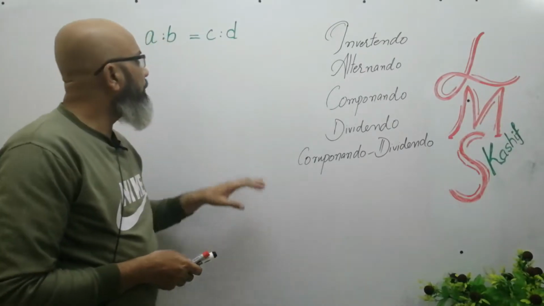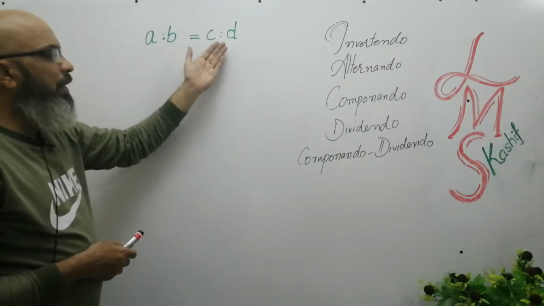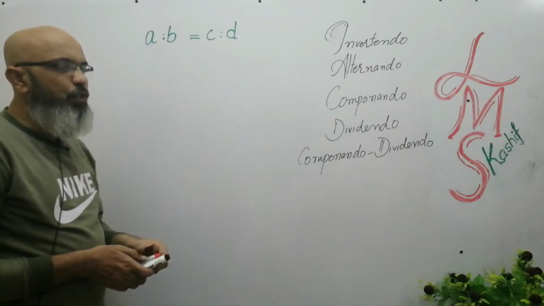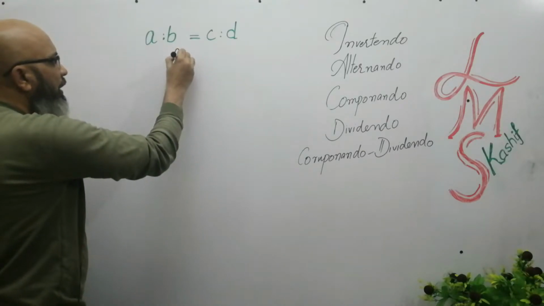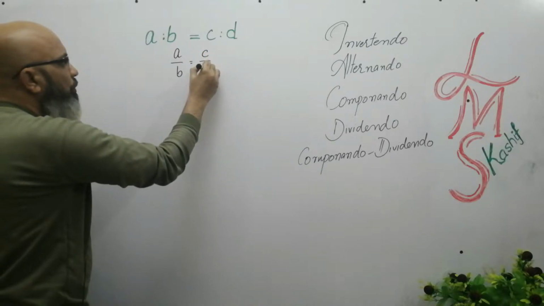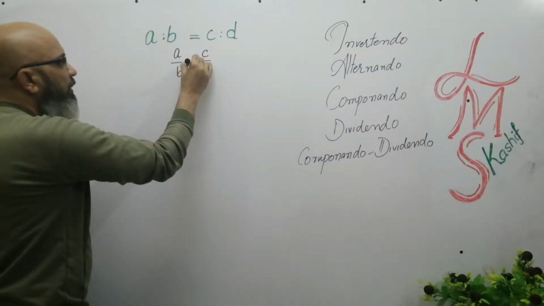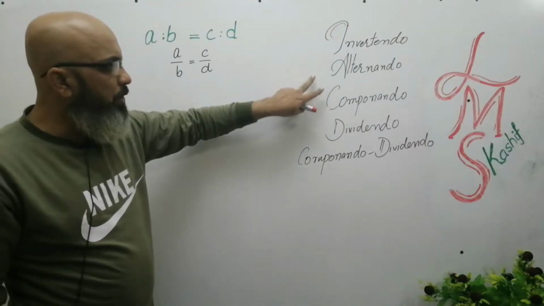So first of all, I write A ratio B, a proportion. Let four quantities A, B, C and D be in proportion form. As you know, we can write this in fraction form. Means A over B is equal to C over D. We can write in this way. Okay, now we will discuss these theorems separately.